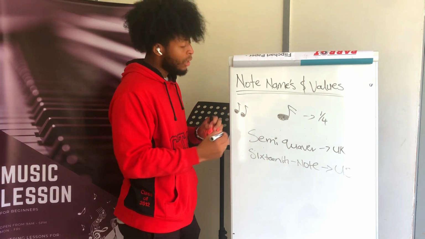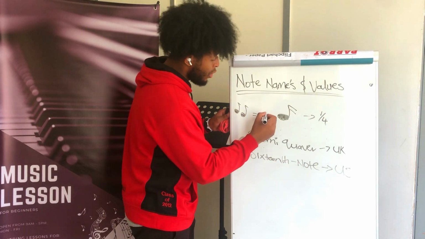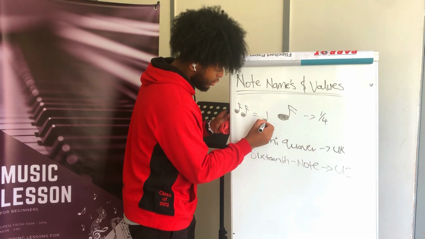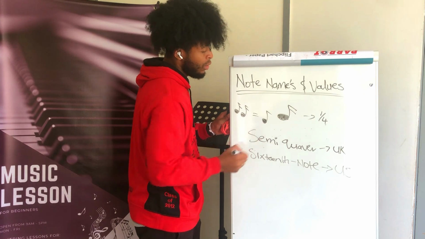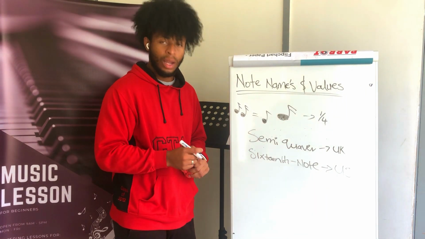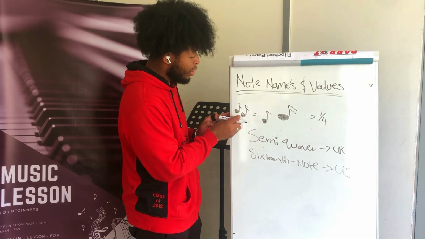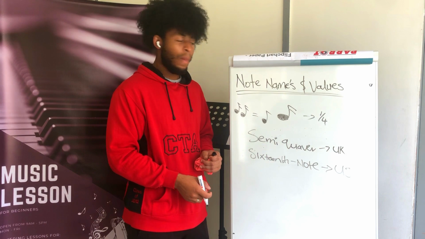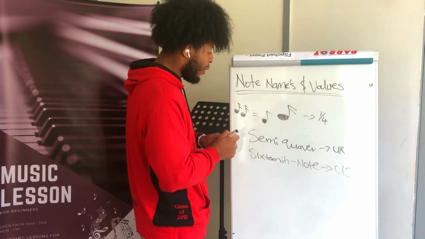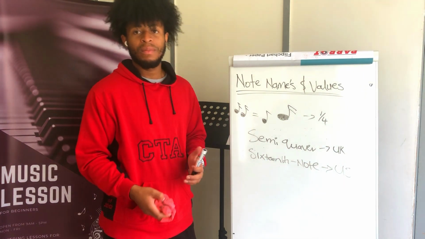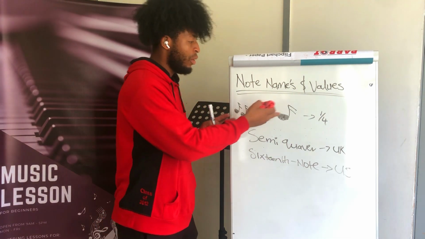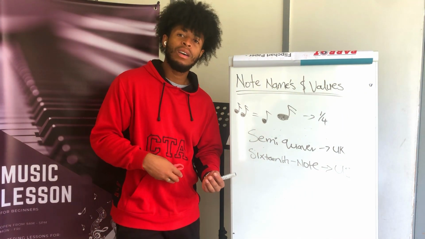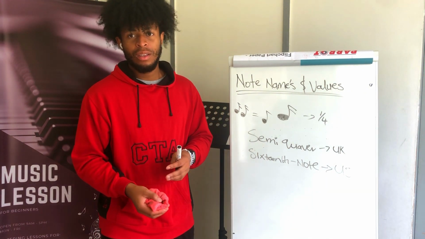2 semi-quavers is equal to 1 quaver, right? 2 semi-quavers is equal to 1 quaver. So now with the semi-quavers you can also beam them like how you can beam your quavers, right? Okay, and you can also beam a semi-quaver to a quaver, right?